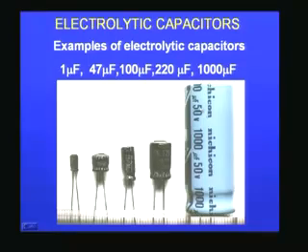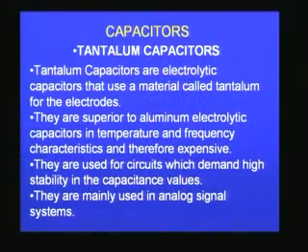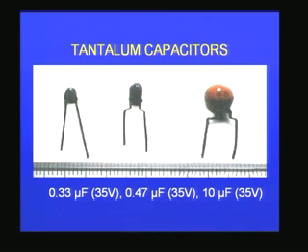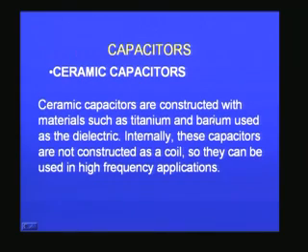For example, tantalum capacitors. Tantalum capacitors are also electrolytic capacitors. They use a material called tantalum for the electrodes, and they are superior compared to the normal electrolytic capacitors. They have very high stability, and they are used mostly in analog signal systems. Then I have given some examples of the tantalum capacitors: 0.33 microfarad, 0.47 microfarad, and 10 microfarad. You can see the sizes also are different depending upon the value, but the voltage in all the cases is 35 volts, which is the maximum voltage.